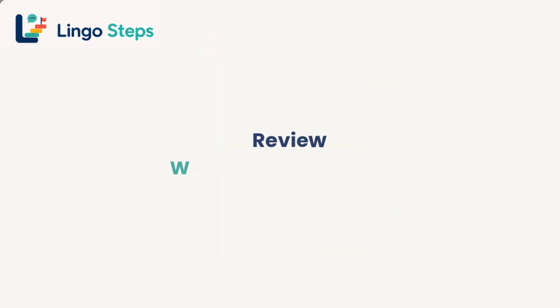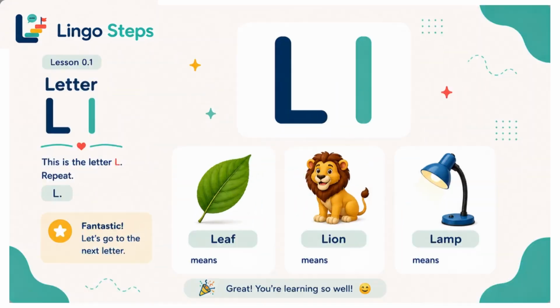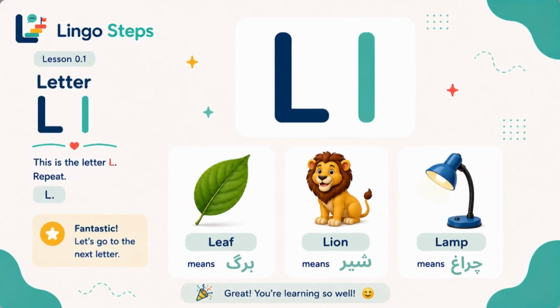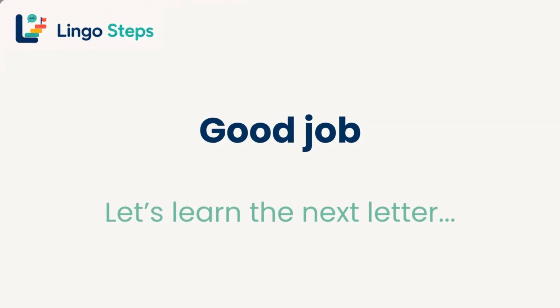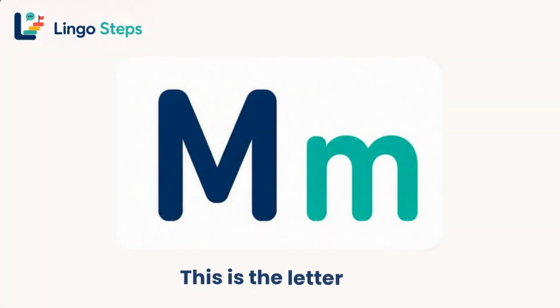Let's review what we learned. L. This is the letter L. L. Leaf. L. Lion. L. Lamp. Good job. Let's learn the next letter. M. This is the letter M.